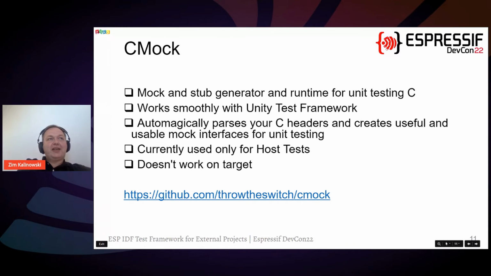Okay, the next tool we are using internally is CMock. CMock in general is a stub generator for unit testing in C. I mentioned already it works smoothly with Unity Test Framework. And basically what it does, it can parse your C headers and create mock interfaces for your testing.